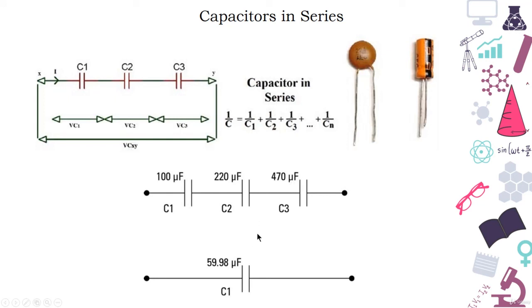Alright, as an example, if we have three capacitors of values 100 microfarads, 220 microfarads and 470 microfarads, the total capacitance will be 59.98 microfarads. And I will let you do the math and see if this is correct or not.